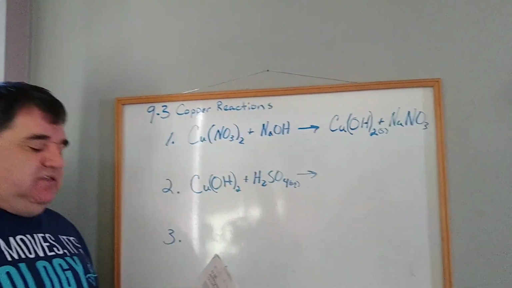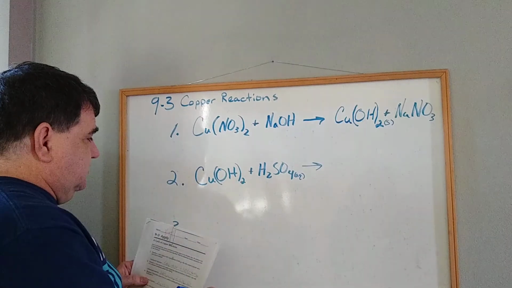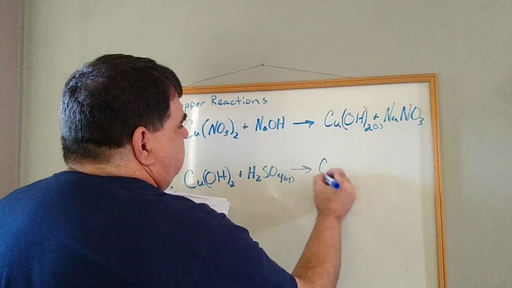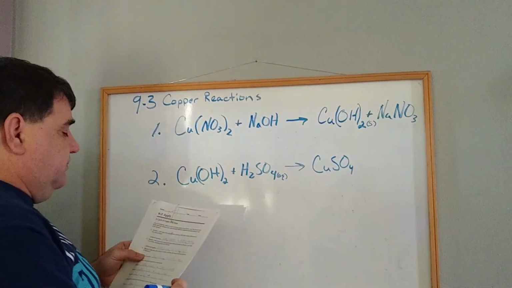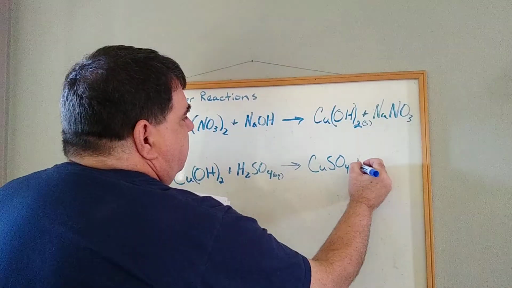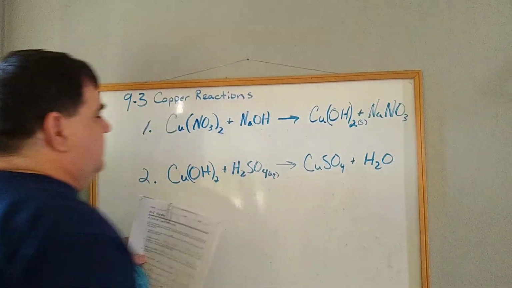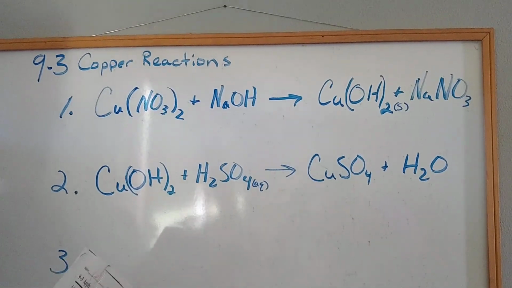This one here is an acid-base reaction, which is a type of a double replacement reaction, just as the first one was above. So we are going to get copper sulfate, and one of our other products is always water. You didn't necessarily get a salt this time.